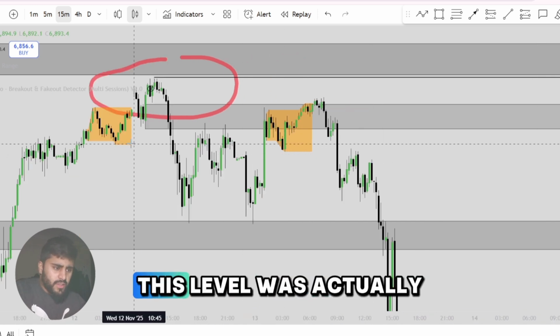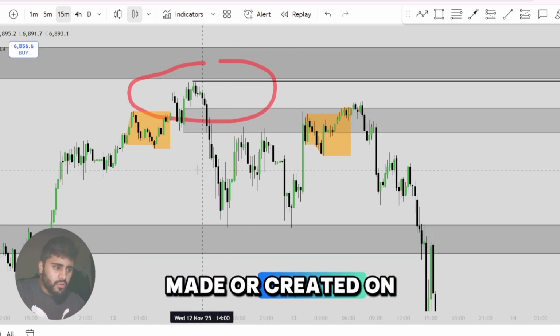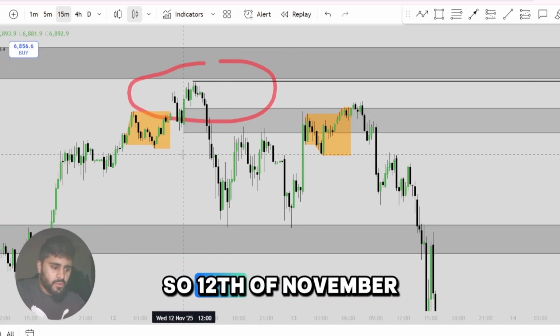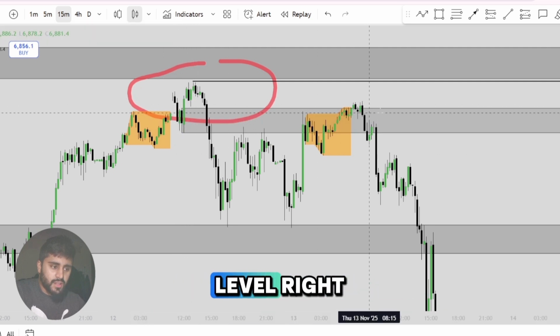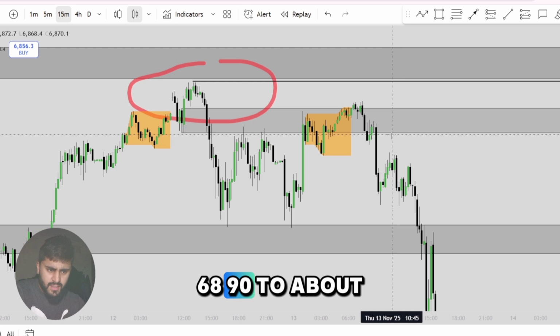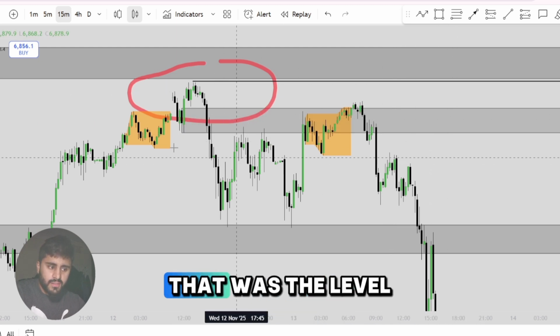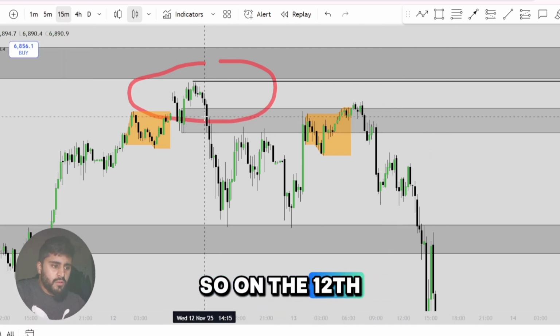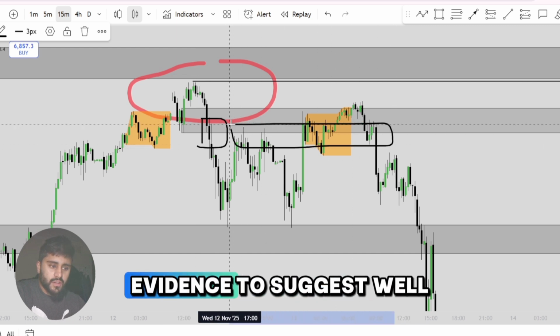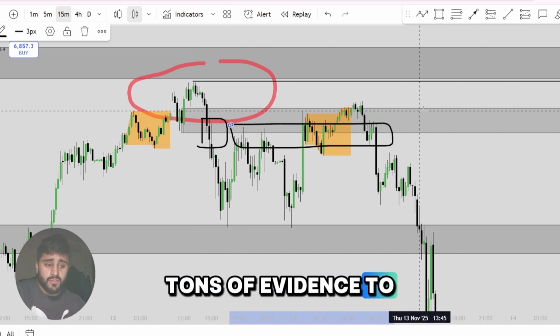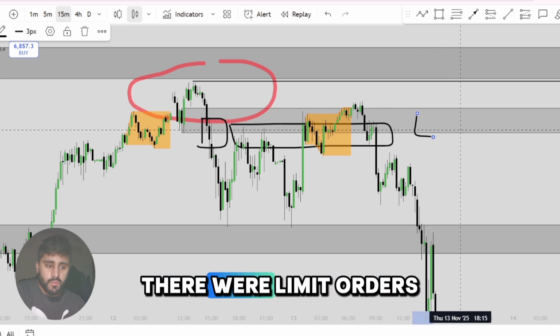Now this level was actually created on the 12th of November, right? On the 12th of November, we had a 50-minute imbalance, and that then becomes the level. So this is now 68.90 to about 68.82. That was the level. On the 12th, I took short trades here, and if you go look at the order flow, there was tons of evidence to show that there were limit orders here, right? There were limit orders.